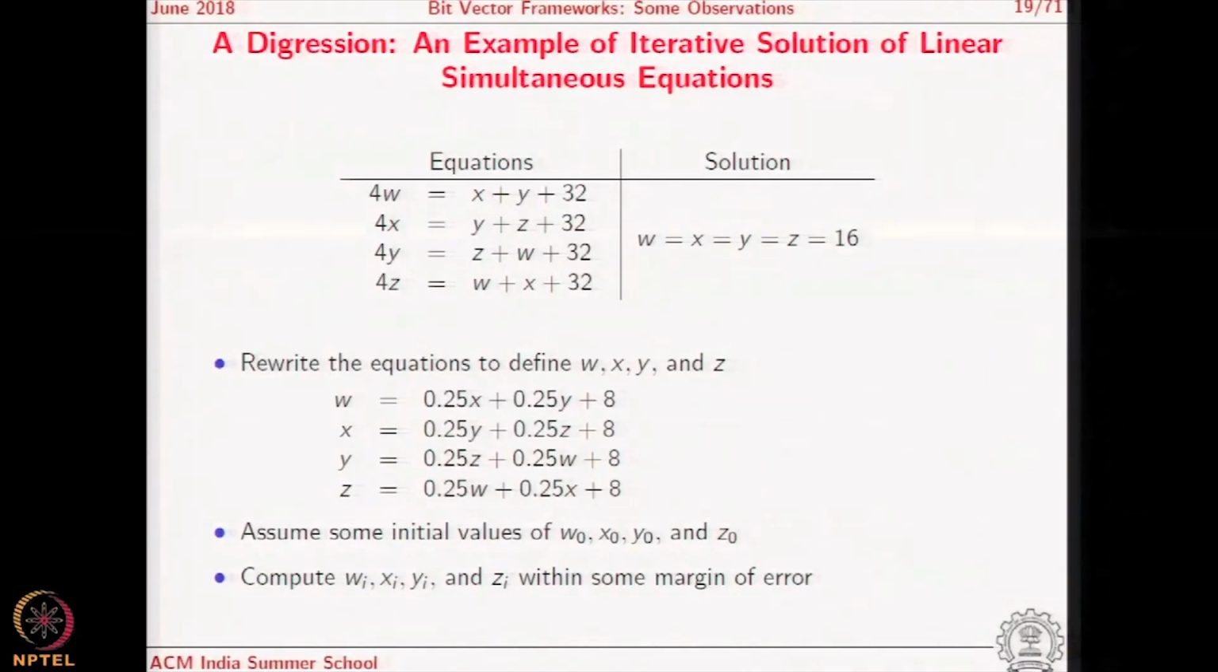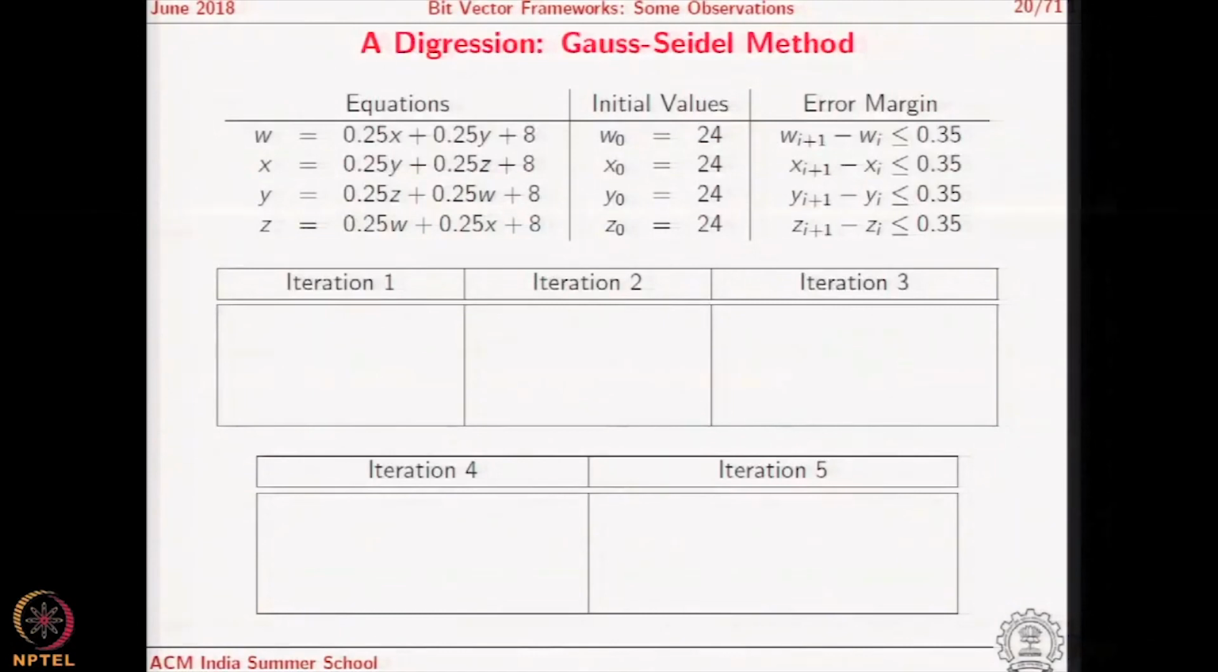So, let us say this is our equation, our initial values are 24. We know the solution is 16, but let us start with something as deviant from it as 24, and let us say our error margin is that the difference between 2 successive values of w should be less than 0.35. If the difference is less than 0.35, then we are happy with the solution.